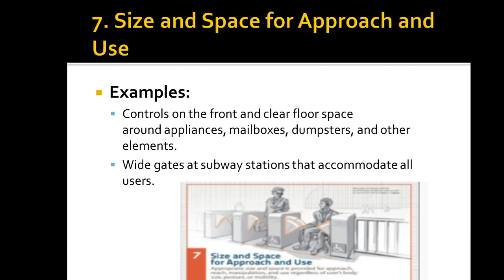Example: controls on the front and clear floor space around appliances, mailbox, dumpster, and other elements. So they should be in the front. Wide gates at subway stations that accommodate all users, just like in this example. Then there should be a way for those with wheelchairs to enter. So what if, for example, the space is not enough? Here they provided space that will be enough for those using wheelchairs. That's an example of this.